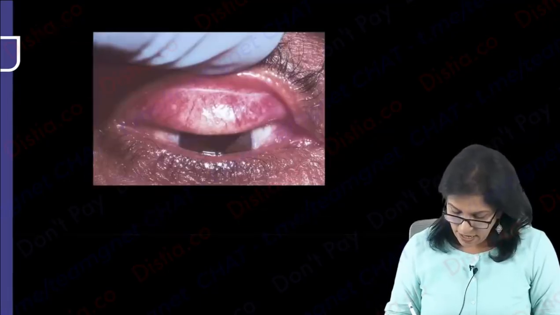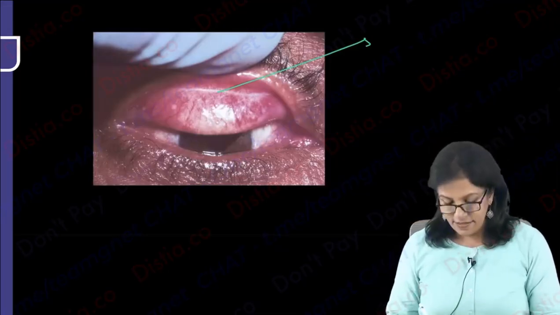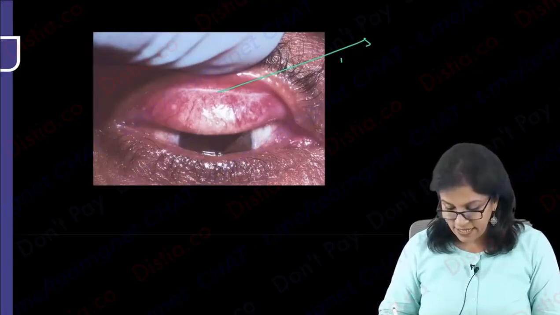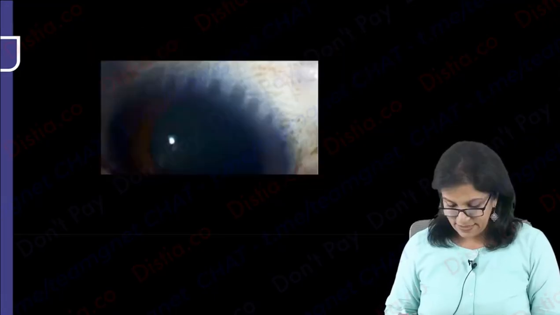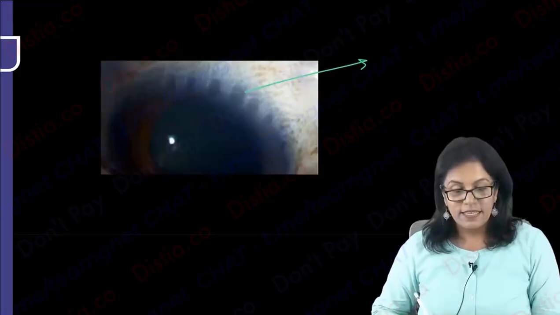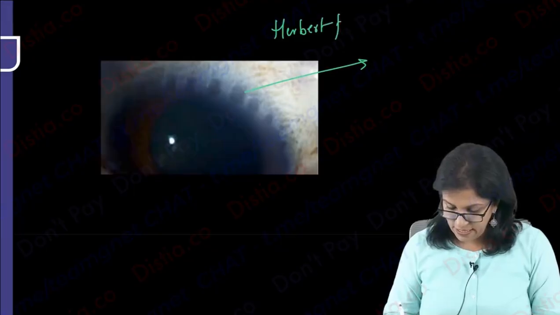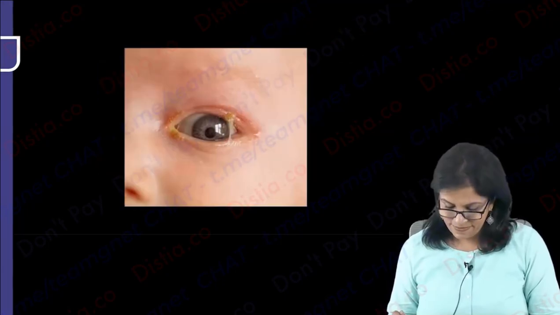Here you are. This is the scarring, and the vertical alignment of the blood vessels is disturbed by this scarring. This linear scarring is called Arlt's line. We know this. So this is your Arlt's line. And these are the Herbert pits. This is how it looks, right? This scarring is at the upper limbus. This is Herbert pits. Okay.